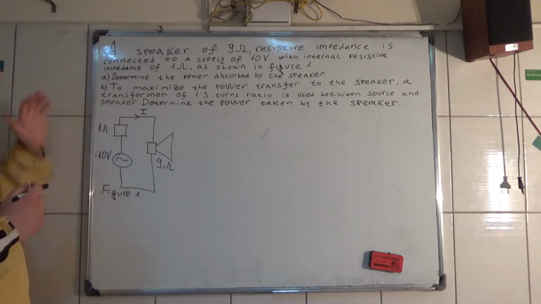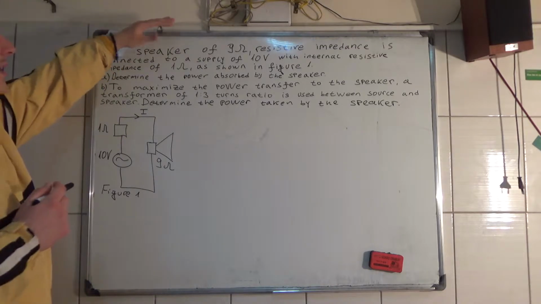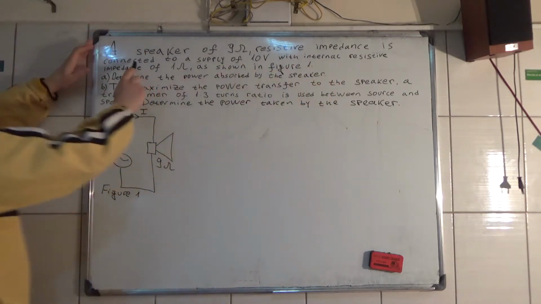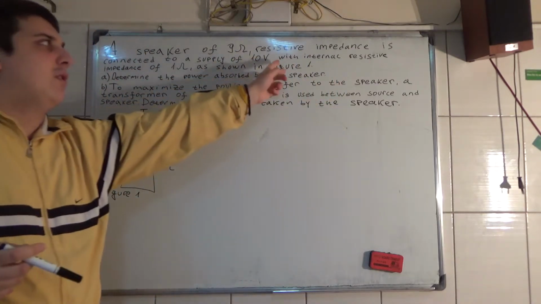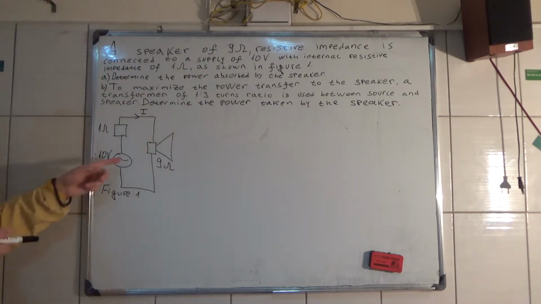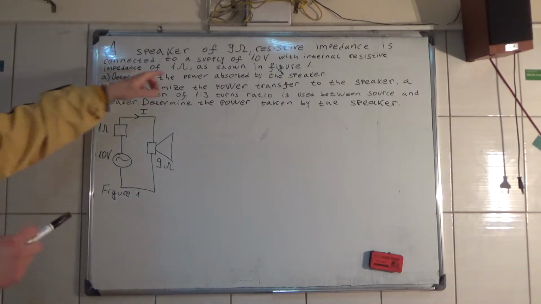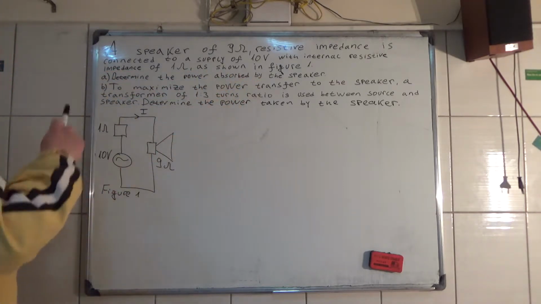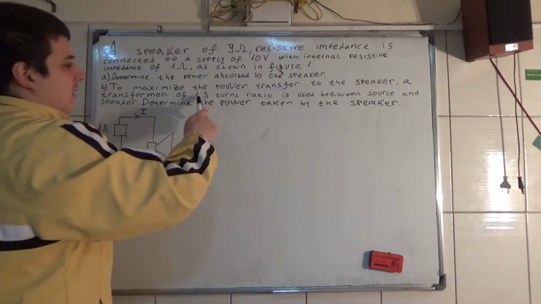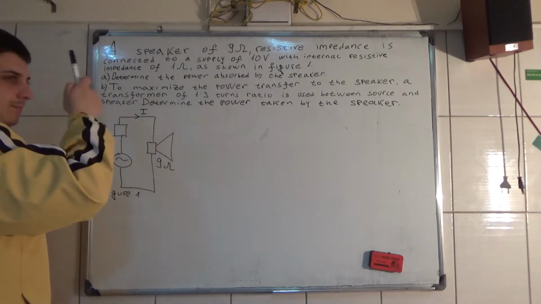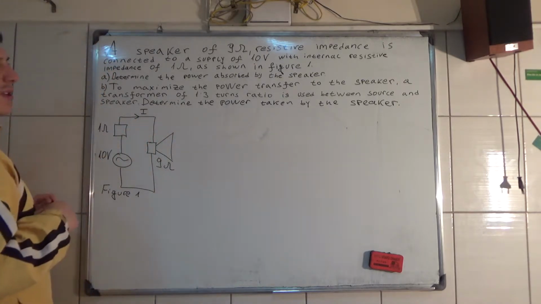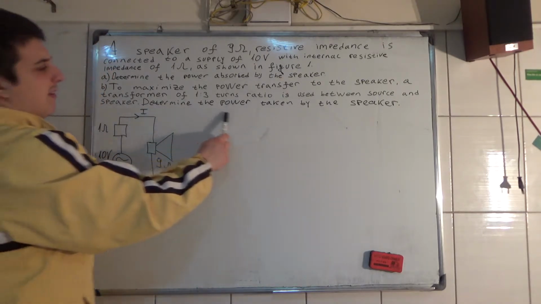So it says that a speaker of 9 ohm resistive impedance is connected to a supply of 10 volts with internal resistive impedance of 1 ohm, as shown in figure 1. By A, we need to determine the power absorbed by the speaker, and by B, to maximize the power transfer to the speaker, a transformer of 1 divided by 3 turns ratio is used between the source and the speaker. Determine the power taken by the speaker.